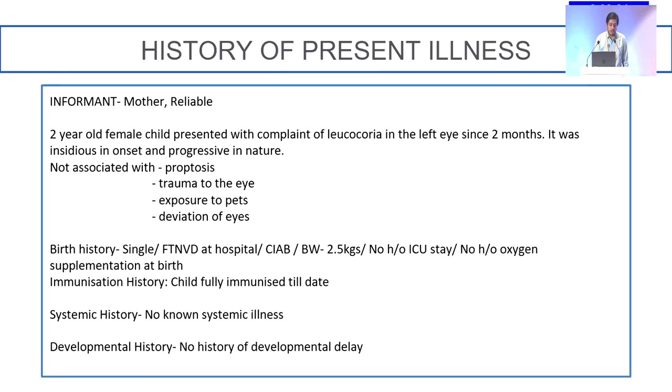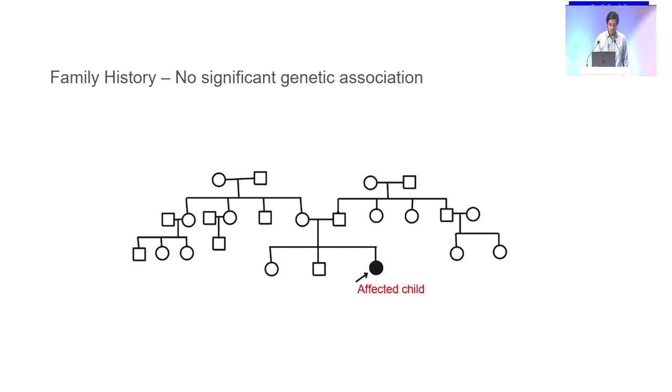In the birth history, there was nothing significant, and no oxygen supplementation. Immunization history was within normal limits, and there was no family history of any other ocular malignancy in the child.